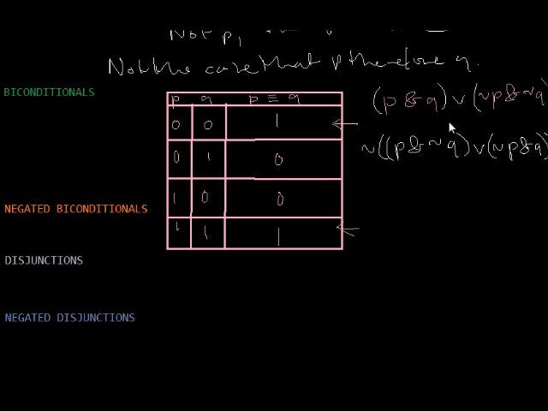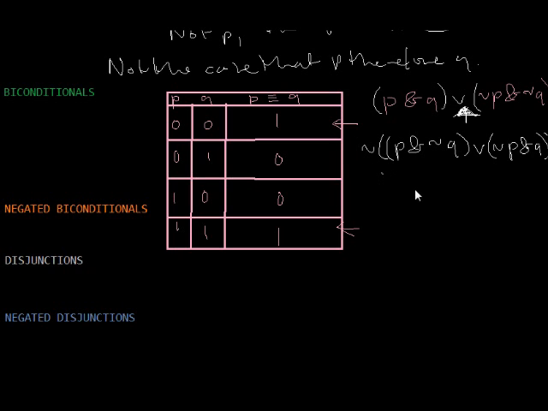And for this one, you might be thinking, well, isn't this an inclusive disjunction? But I think you'll find that it can't be the case that both of these are true in any configuration of the truth values of P and Q, and that's what a biconditional means, so that's good. And a negated biconditional would just be the opposite of this.